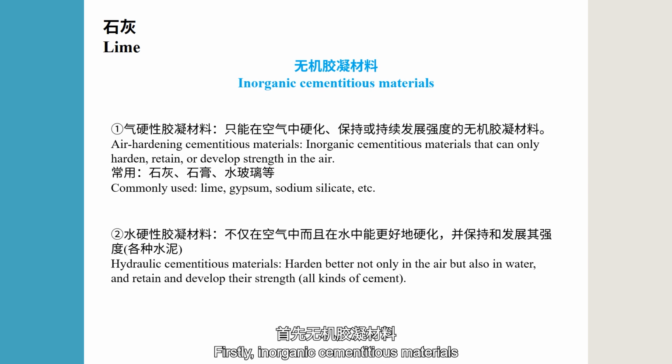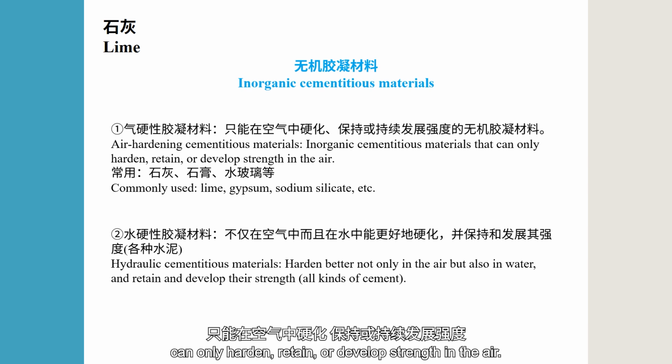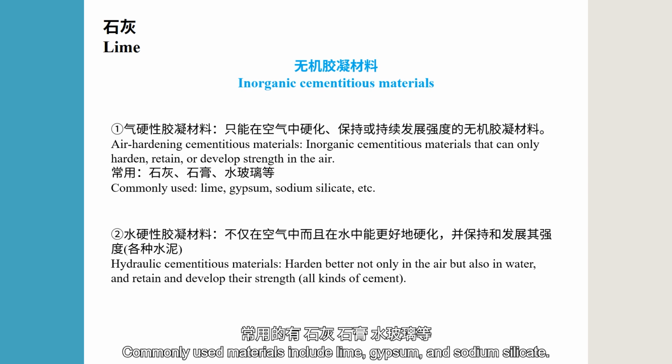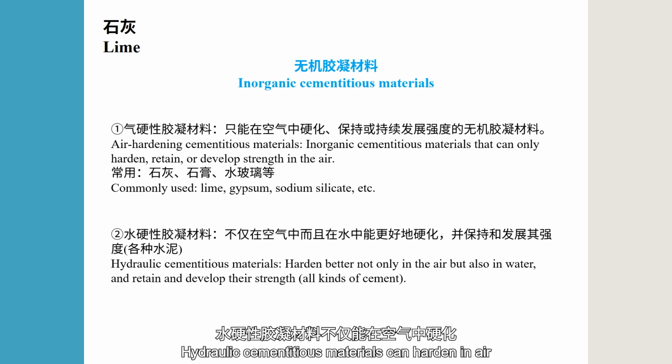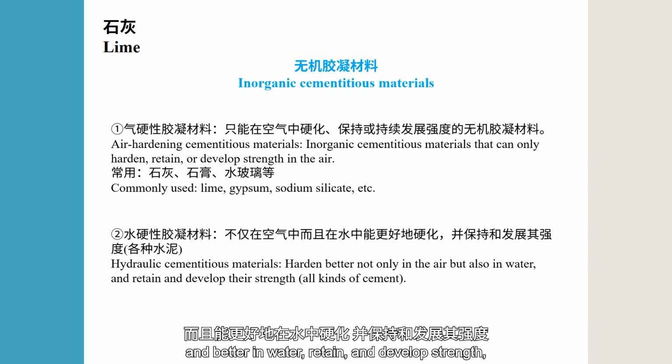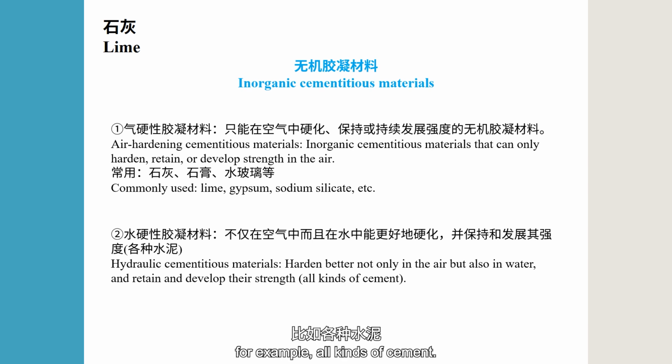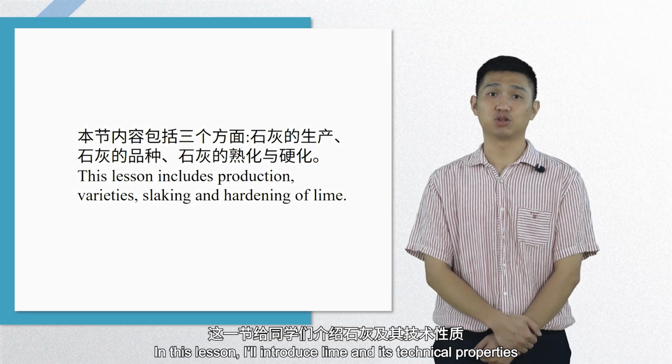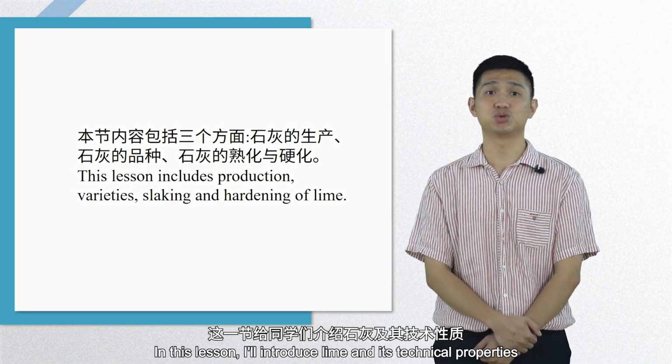Firstly, inorganic cementitious materials are divided into air-hardening cementitious materials and hydraulic cementitious materials. Air-hardening cementitious materials can only harden, retain, or develop strength in the air. Commonly used materials include lime, gypsum, and sodium silicate. Hydraulic cementitious materials can harden in air and better in water, retain and develop strength, for example, all kinds of cement. In this lesson, I'll introduce lime and its technical properties.